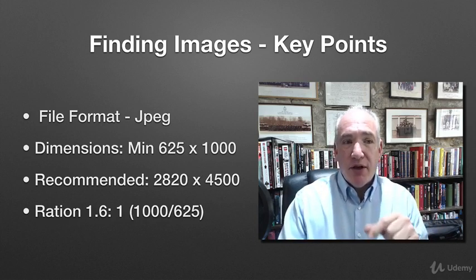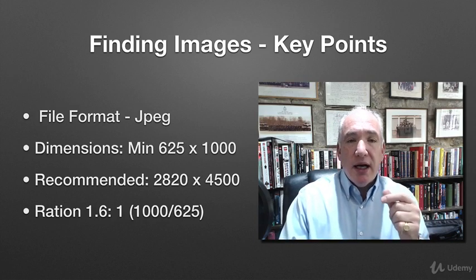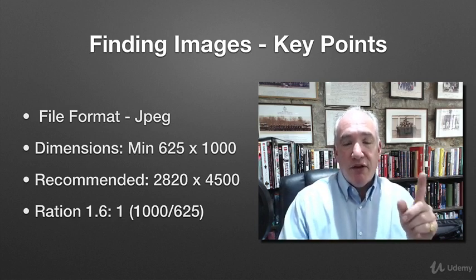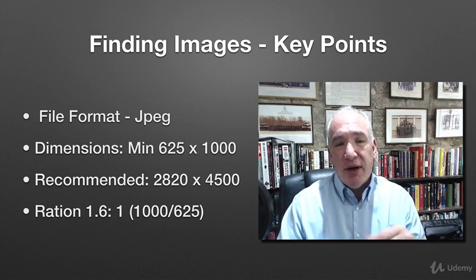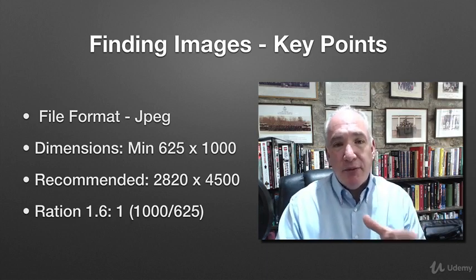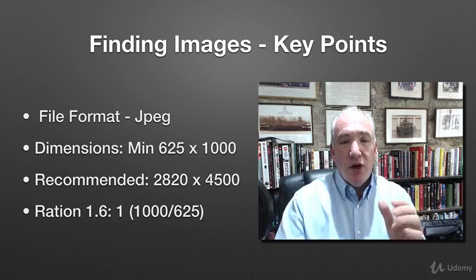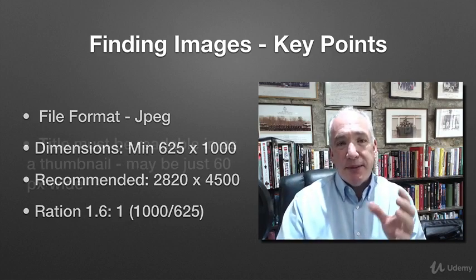They would like you actually to go as high as 2820 by 4500, and whatever you do, the key thing to remember is the ratio of the width to the height needs to be 1 to 1.6, and if you divide 1000 by 625 you get that ratio. So as long as you do something within that range, you're going to be absolutely fine. Just get the ratio right, because then the book proportions or the image proportions of your course will look correct.